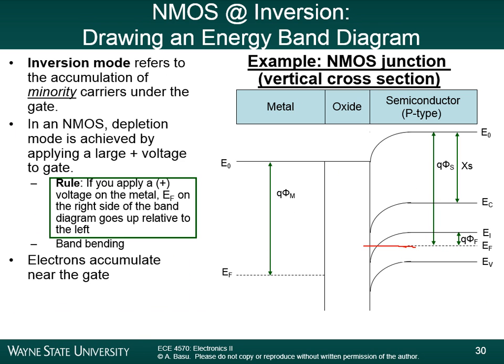So since it's n-type, when the Fermi level is close to the conduction band, that means we have electron concentration. So we have a large electron concentration just right at the interface. But out here, since the Fermi level is far away from the conduction band, we don't have very many electrons. Out here we have holes.